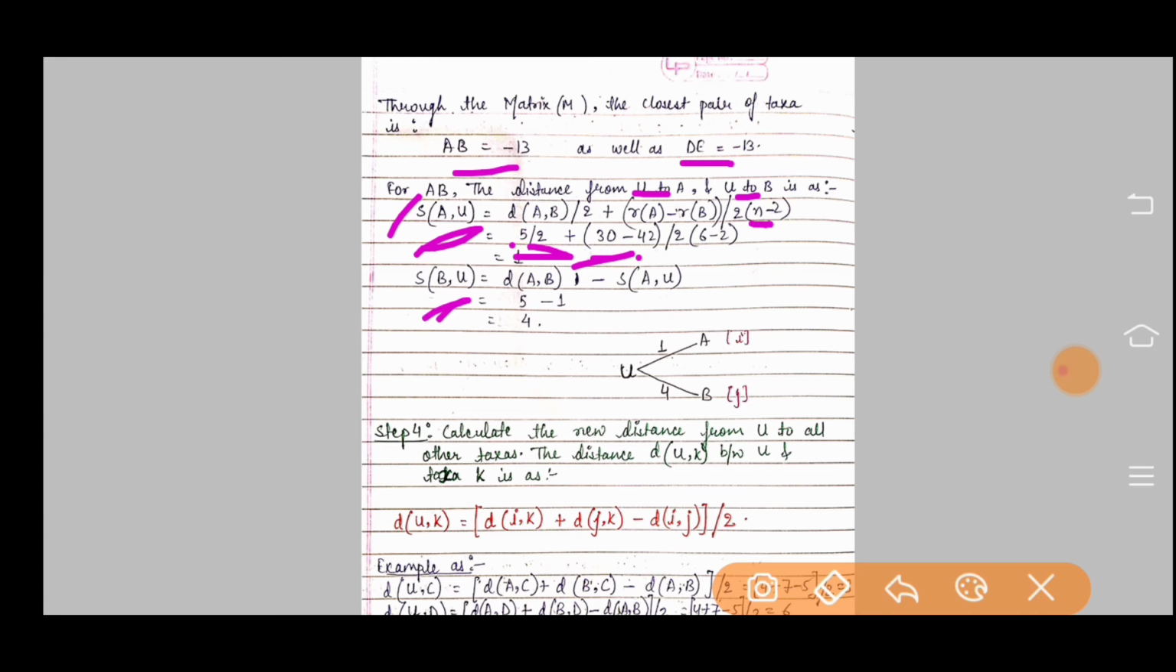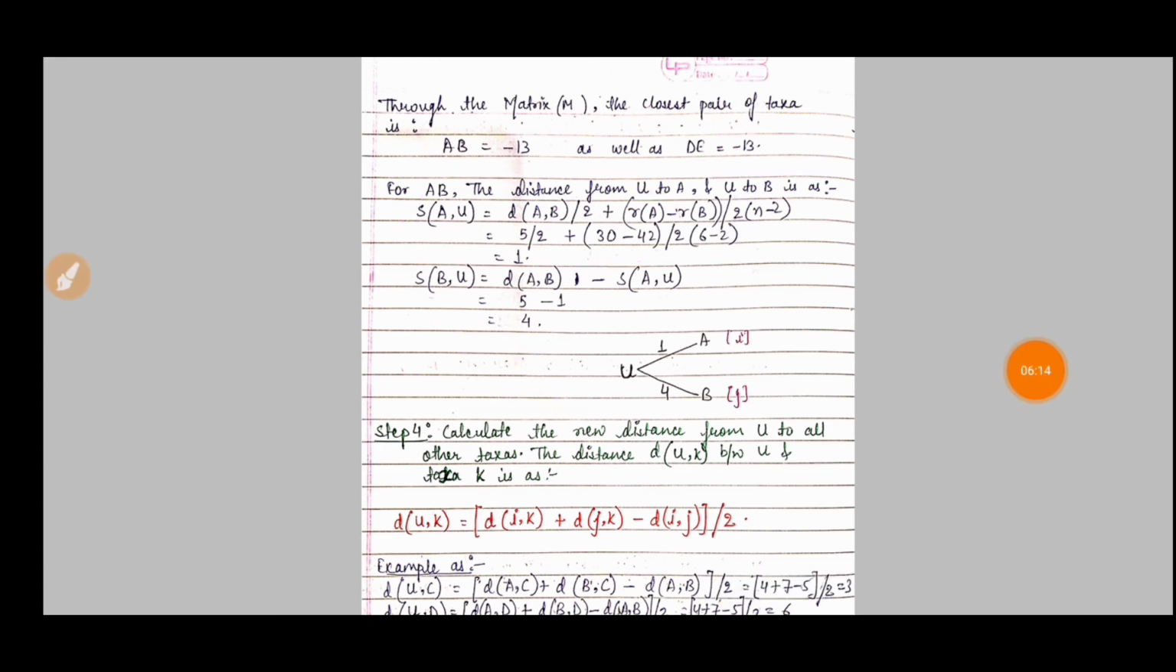Similarly, SBU is equal to DAB minus SAU. So DAB, the distance between A and B, is 5 from the parent matrix, minus 1 is equal to 4. Now draw a tree considering U as a single node, and A and B diverge from there. So we have got A is equal to 1 and B is equal to 4. Now come to step 4.